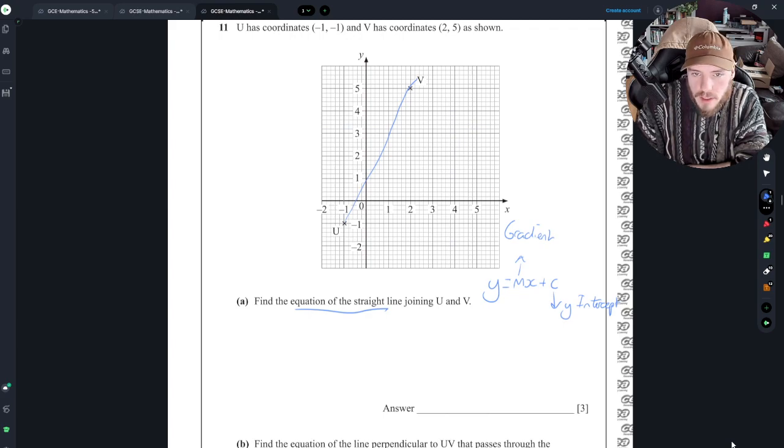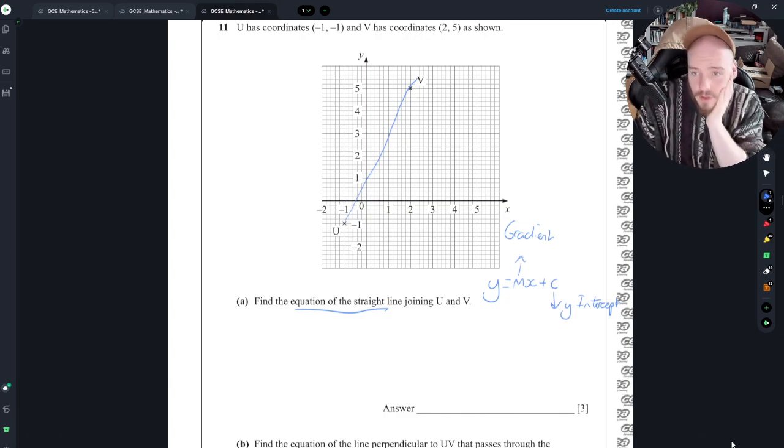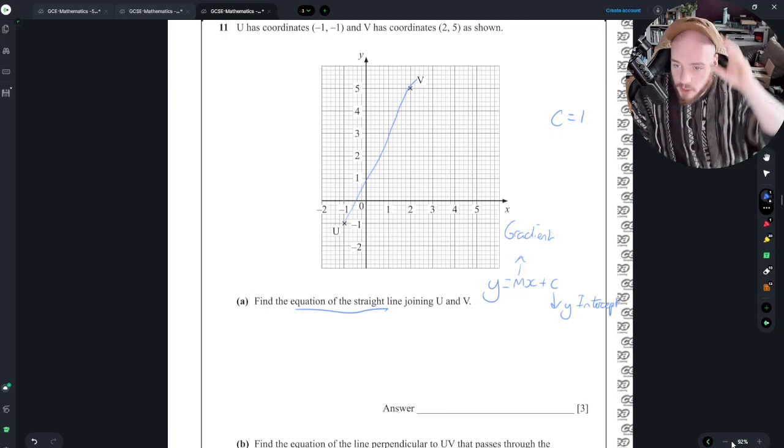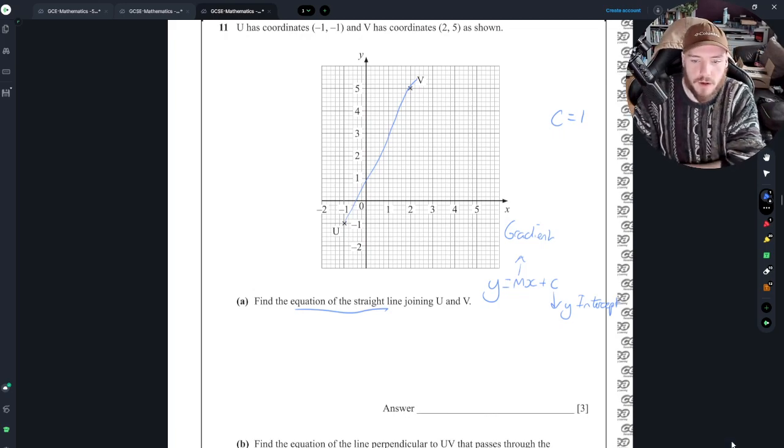So if you had a ruler and you drew a line through it, you could see that our y-intercept would be at 1. So our c should be 1. I'm going to write that up there. C should be 1, but we'll see as we go along.